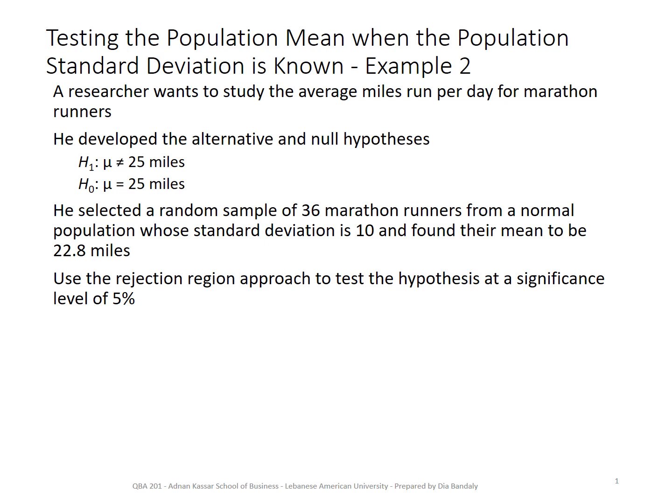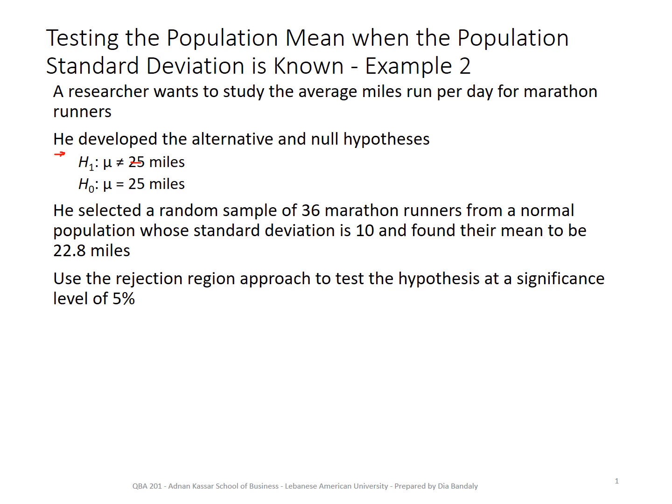So let's implement what we have learned in a problem. A researcher wants to study the average miles run by marathon runners. So he developed these hypotheses. He has in mind, and this is what he put in his alternative hypothesis, H1, that mu is different than 25 miles. Now, let's not ask how he came up with that, or why he's asking this question. Let's take it for granted that this question is legitimate and we want to help him out.